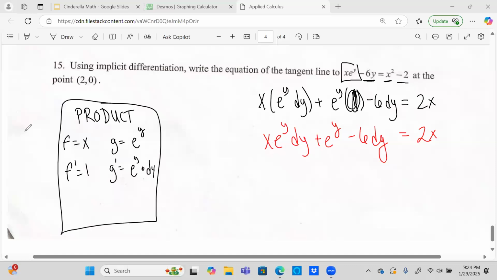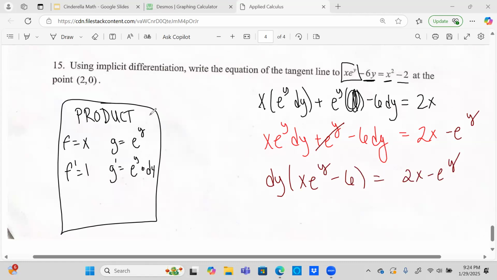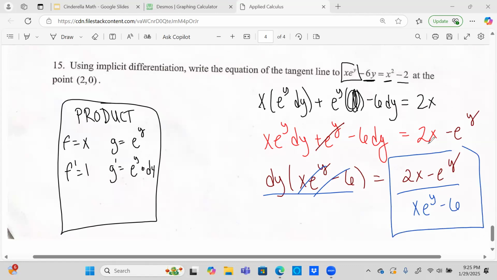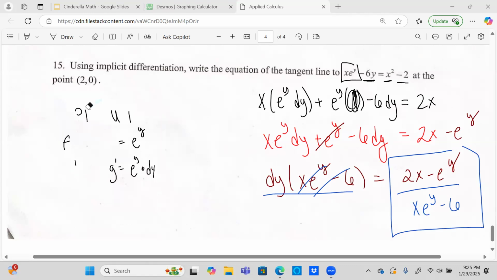Okay, let's move over anything that doesn't have dy. So I'm going to minus e to the y. And then I'm going to factor dy, leaving x e to the y minus 6. The other side's fine. And then let's divide that off. So if you were just finding the derivative, your answer would be in the blue box. But we're not. We're using that to find the tangent line.